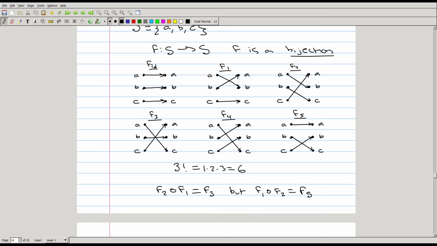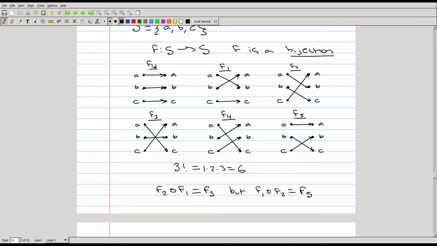For F1 maps A to B, F2 maps B to C, so F2 composed with F1 maps A to C, like in F3. F1 maps B to A, F2 maps A to B, so F2 composed with F1 maps B to B, and F1 maps C to C, and F2 maps C to A. So F2 composed with F1 maps C to A. This is equivalent to F3.